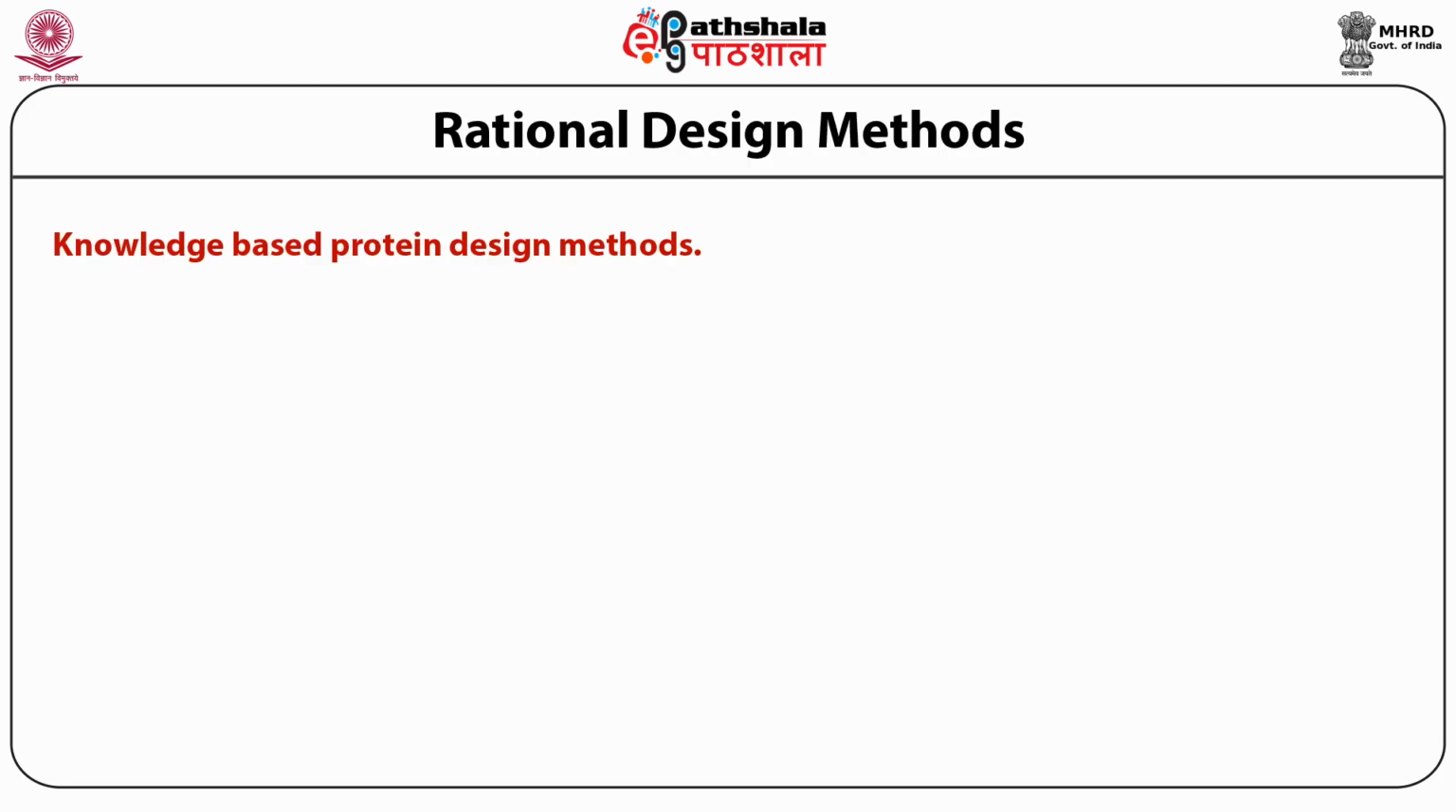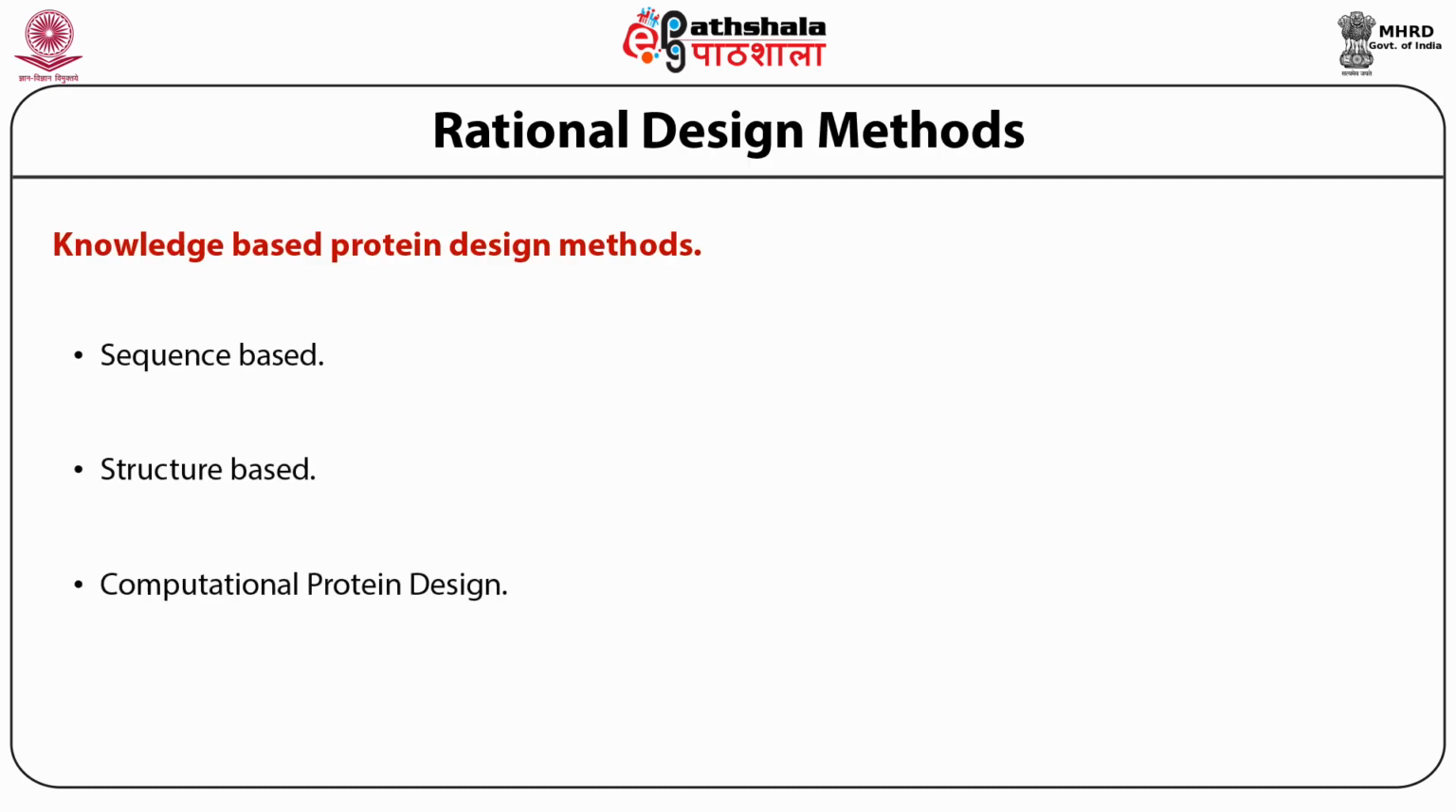In these rational methods there are several approaches: sequence based, structure based, computational protein design and de novo design. Sequence based means we just take the protein sequence and analyze it using multiple sequence alignment and evolutionary trace analysis, and we identify the hotspots on the protein. According to the hotspot results, we mutate the hotspots to design a new protein.